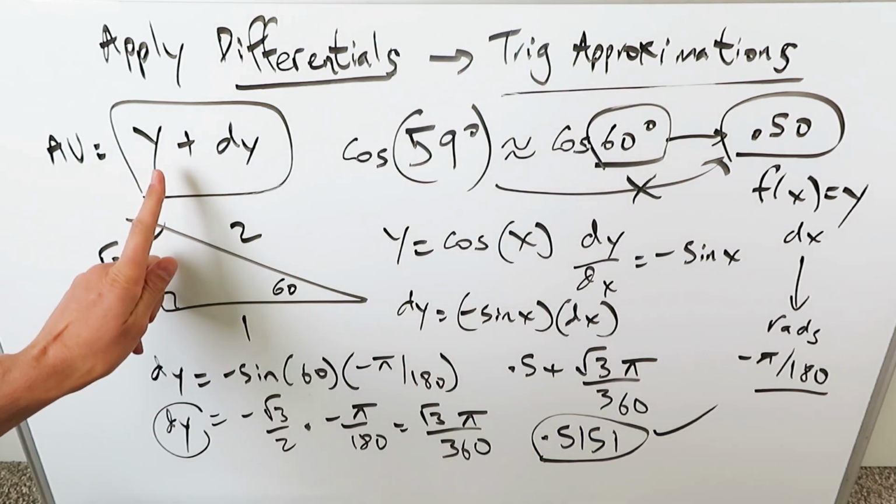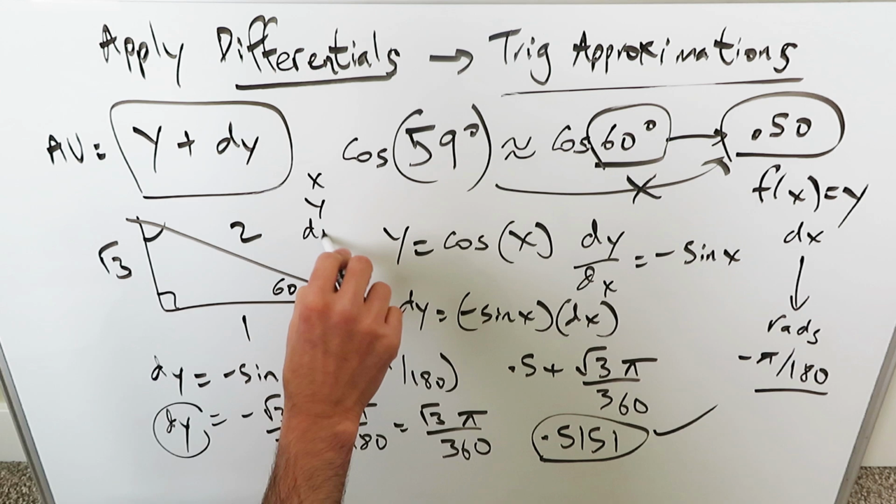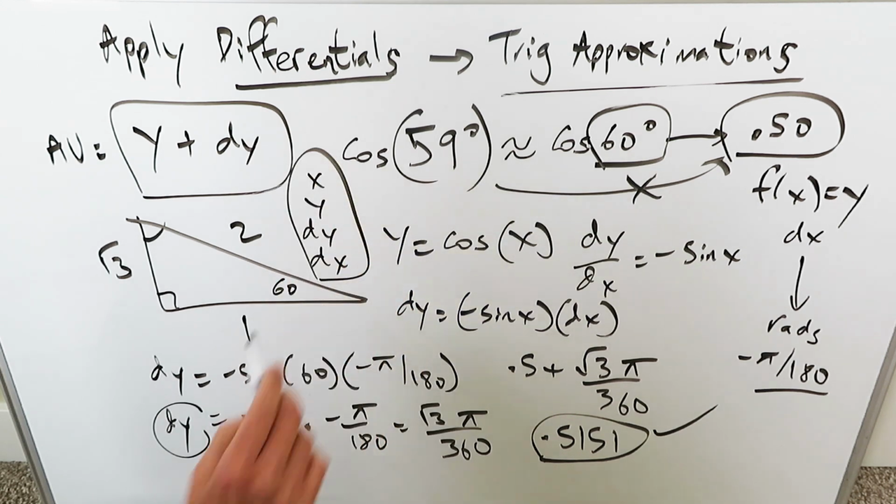Remember, approximated value is equal to y plus dy. You still need to know what your x is, you need to know what your y is, you need to know your dy and your dx. These are the items you need to know.